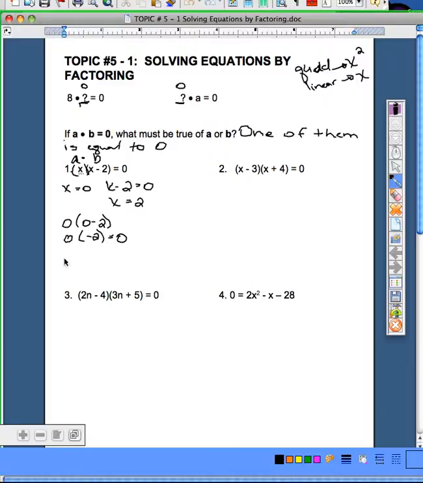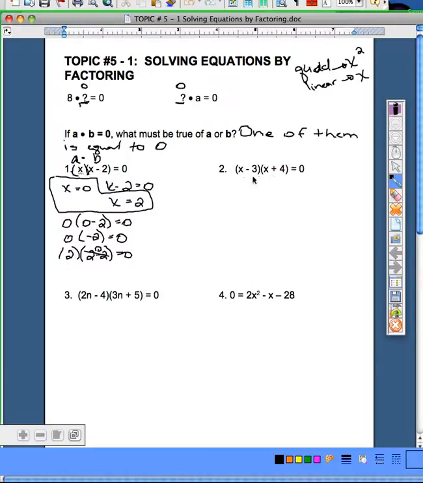What about if x is 2? We have 2 for x, and then times 2 minus 2. And does that give me a true statement? Well, 2 minus 2 is 0, so 2 times 0 is 0. So both these answers check. So those are my answers to this quadratic equation. And these will have two answers.